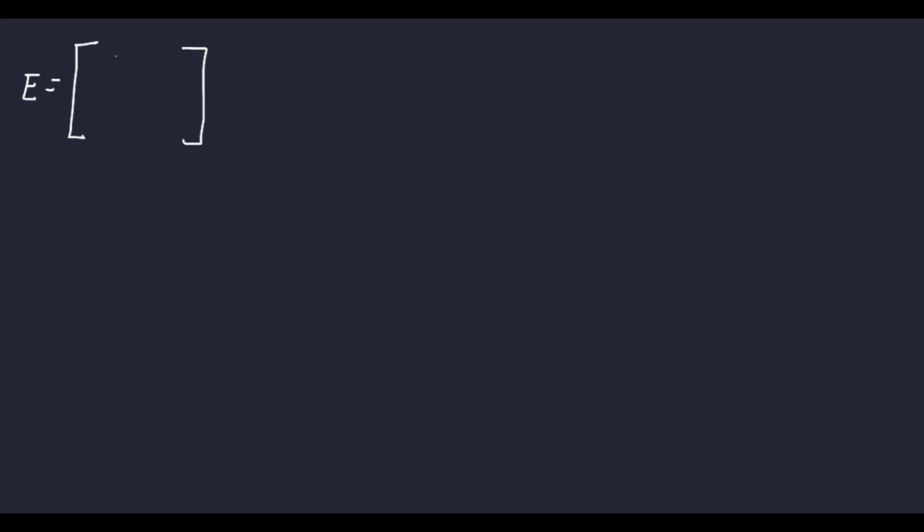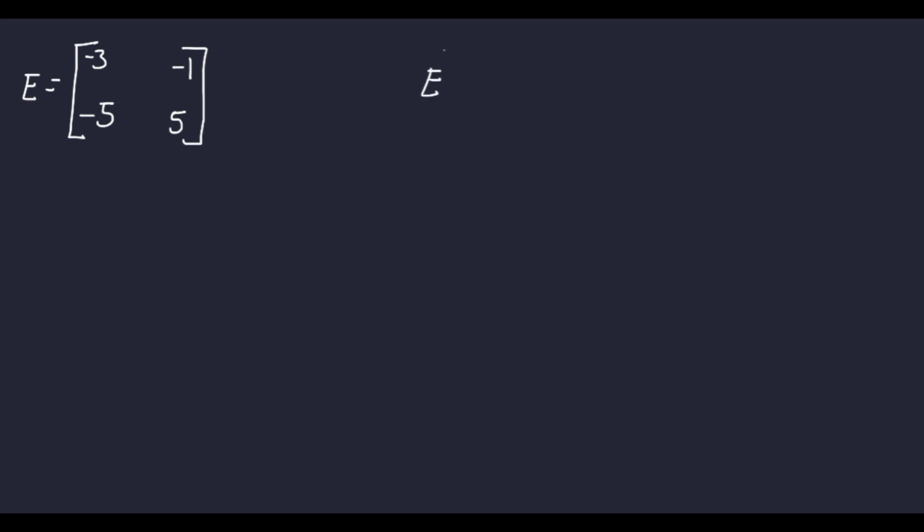So from this matrix we have negative 3, 5, negative 5, negative 1. You can pause the video and give it a try. So let's first look at the formula.